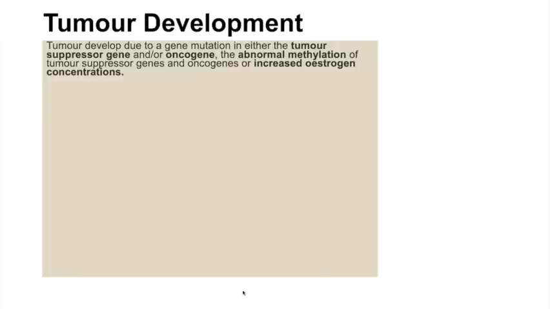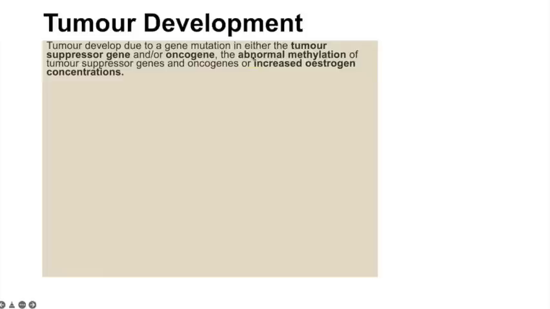So the tumour development then, as we said, could be due to a gene mutation, and if it is a gene mutation, the mutation would have had to have occurred either in the tumour suppressor gene and/or the oncogene. It could also be linked to epigenetics though.